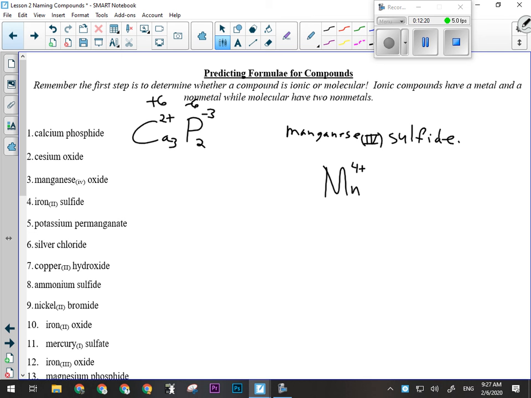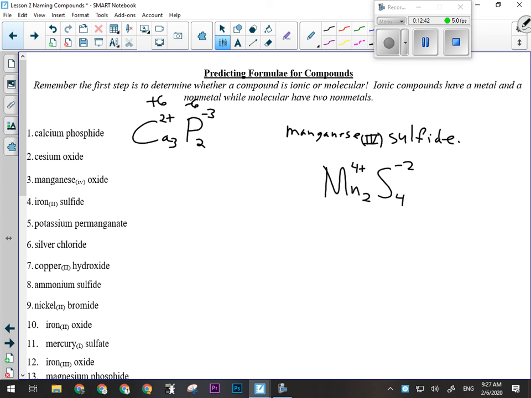It doesn't tell me there's 4 manganese. It tells me use the 4+ in the drop and swap. All right, and the other thing I have in there is sulfide. Sulfide's charge is -2. When I drop and swap this, I get 2 and 4. Okay, should I leave it that way?